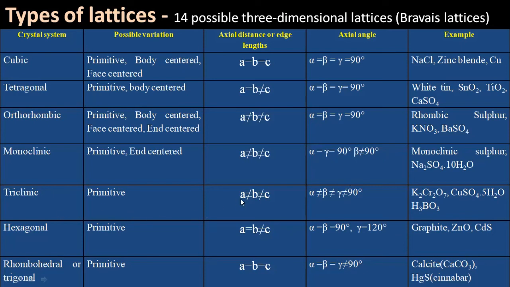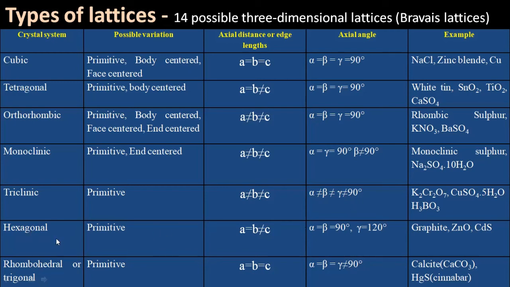And then in triclinic, A will not be equal to B will not be equal to C, and here none is equal to 90 degrees. Alpha is not 90, beta is not 90, gamma is also not 90, and they are not equal to each other as well. So nothing is equal to each other. So that is about triclinic. A is not equal to B, which is not equal to C. And similarly, alpha is not equal to beta, not equal to gamma, not even equal to 90 degrees. So the most unsymmetric crystal structure is the triclinic crystal structure.